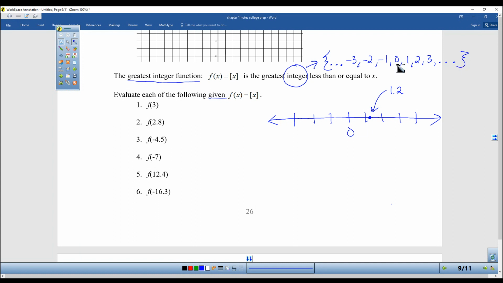So pretty much 0, 1, 2, 3, 4, 5, 6, and then all the negative ones. So I'm sitting here traveling along the number line, always from left to right, and I get to 1.2. And what is the greatest integer I've passed? It's 1. So the greatest integer of 1.2 is 1.